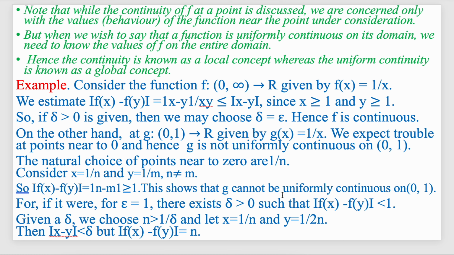It shows that g cannot be uniformly continuous on the open interval 0 to 1, because if it were, for epsilon equal to 1, there exists delta greater than 0 such that modulus of f(x) minus f(y) is less than 1. So given a delta, we can choose n greater than or equal to 1 upon delta and let x equal to 1 upon n and y equal to 1 upon 2n. Then modulus of x minus y is less than delta, but modulus of f(x) minus f(y) is equal to n. So it means this function g is not uniformly continuous.